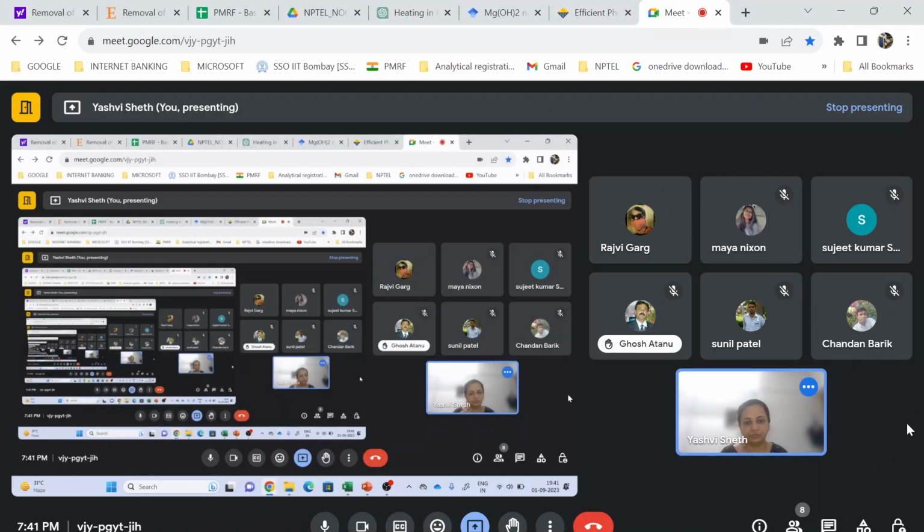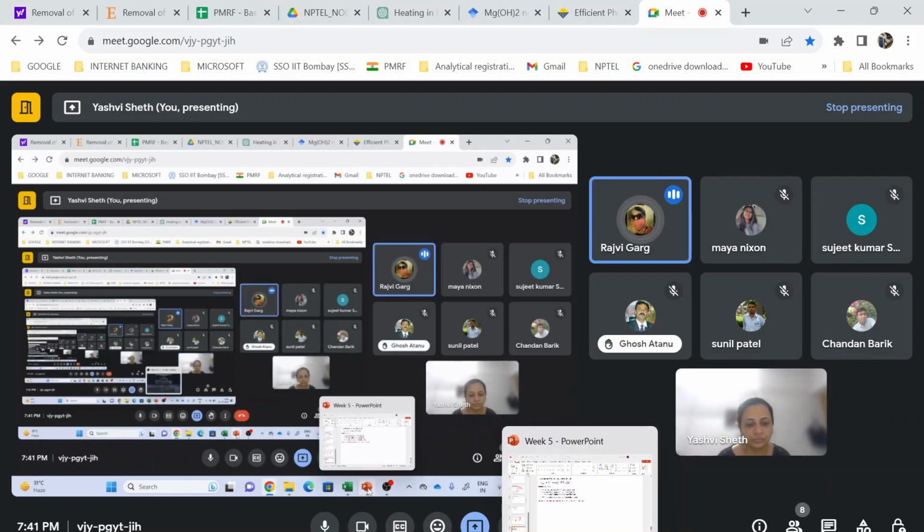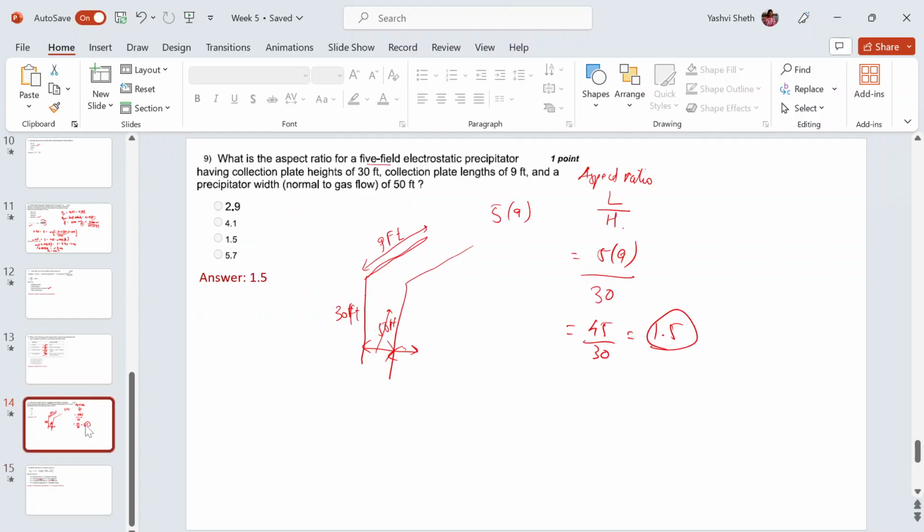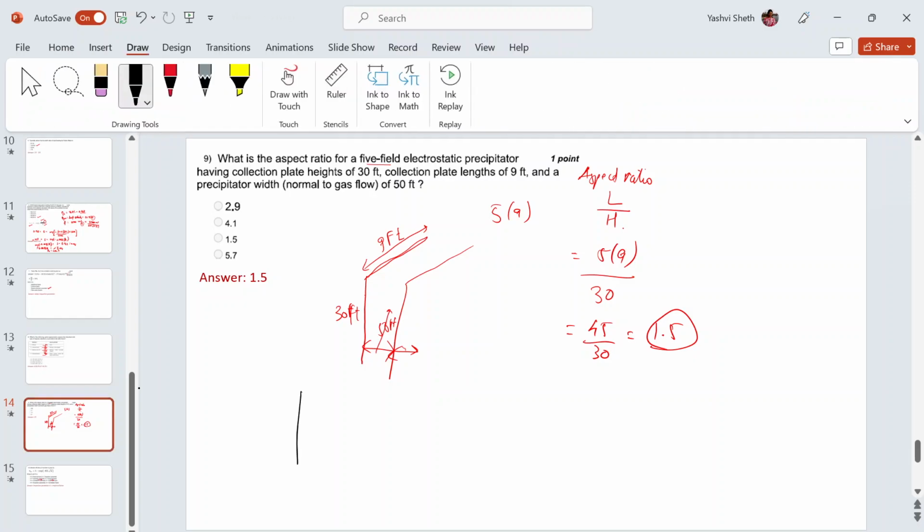In the previous question, the ninth, why did we take the length as 5 times 9? Because five field means there will be five sections through which it will be flowing. Okay, five plates. Got it.